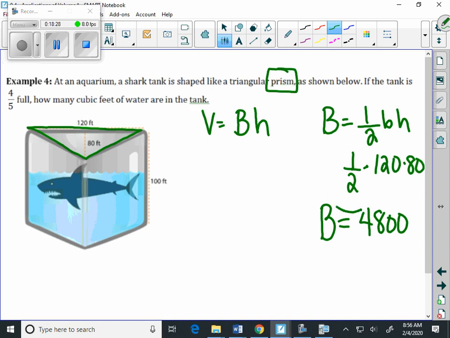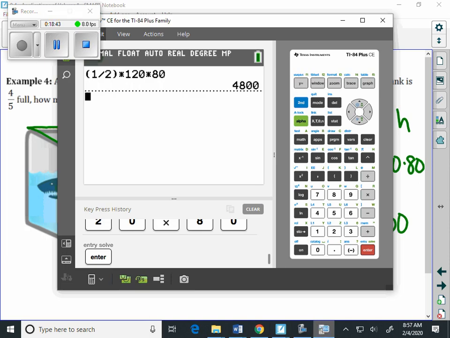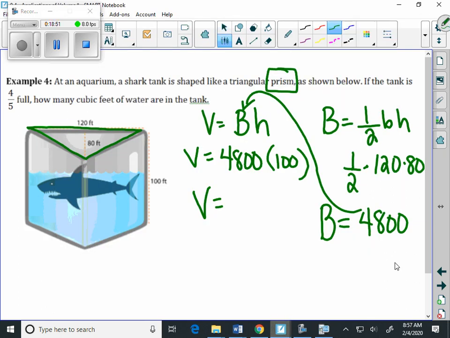So we're going to take that value of 4,800, put it back into our base, and then multiply it by the height. The height of this prism is 100. Then worst comes to worst, you type that into the calculator. So we can take the 4,800 times 100, and that's going to give us the volume of 480,000.